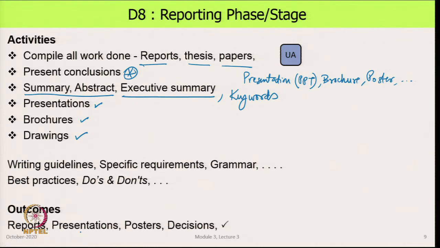We are not going to go into the detail of some of the things that are there in the reporting phase, like writing guidelines, requirements of a document, grammar, best practices, do's and don'ts. I will not touch these in this course. There is a lot of literature which tells you about these things. We will follow that, and if your organization already has one, follow that. So, basically be professional.